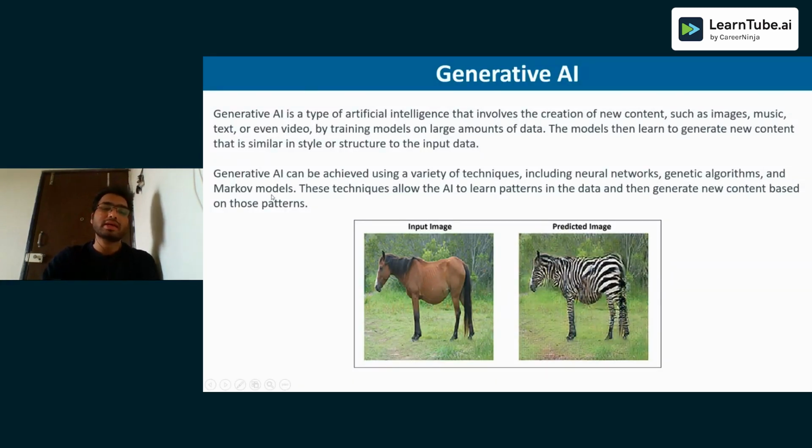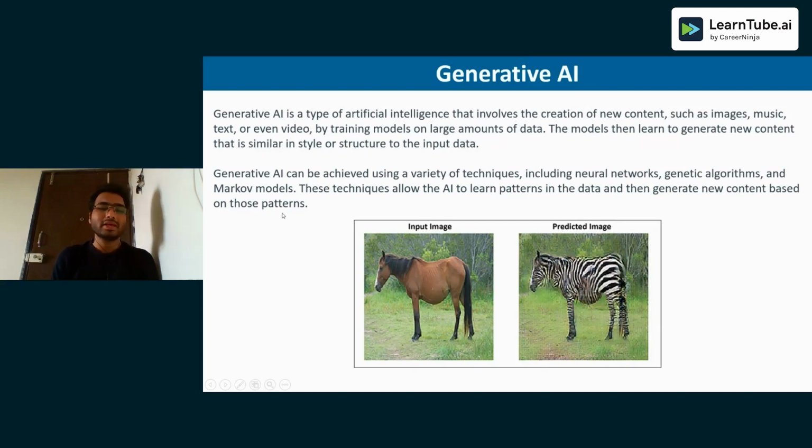Markov model is again just a topic which exists in the field of data science. So these are a couple of ways with which we can achieve whatever we are trying to implement with generative AI. In today's session, we'll be sticking to the neural network part. We'll be using neural networks to achieve the realistic image generation. It says that these techniques allow the AI to learn patterns in the data and then generate new content based on those patterns.